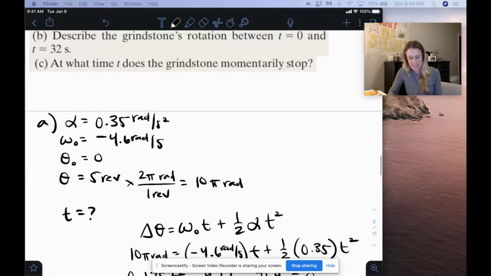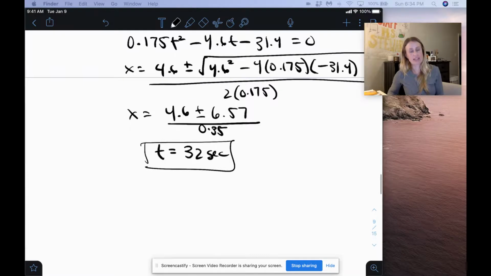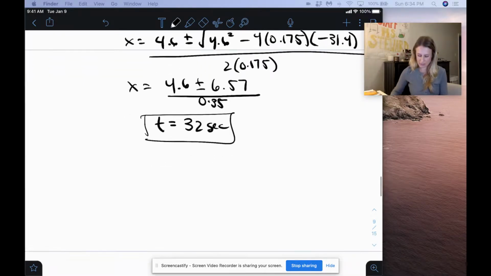Letter C says, at what time t does the grindstone momentarily stop? There has to be a time where we stop going in the negative direction and start going in the positive direction, because again, initial angular velocity is negative and angular acceleration is positive. We're accelerating in the positive direction, and we know that our final displacement is positive. So we know that we have to turn around at some point.